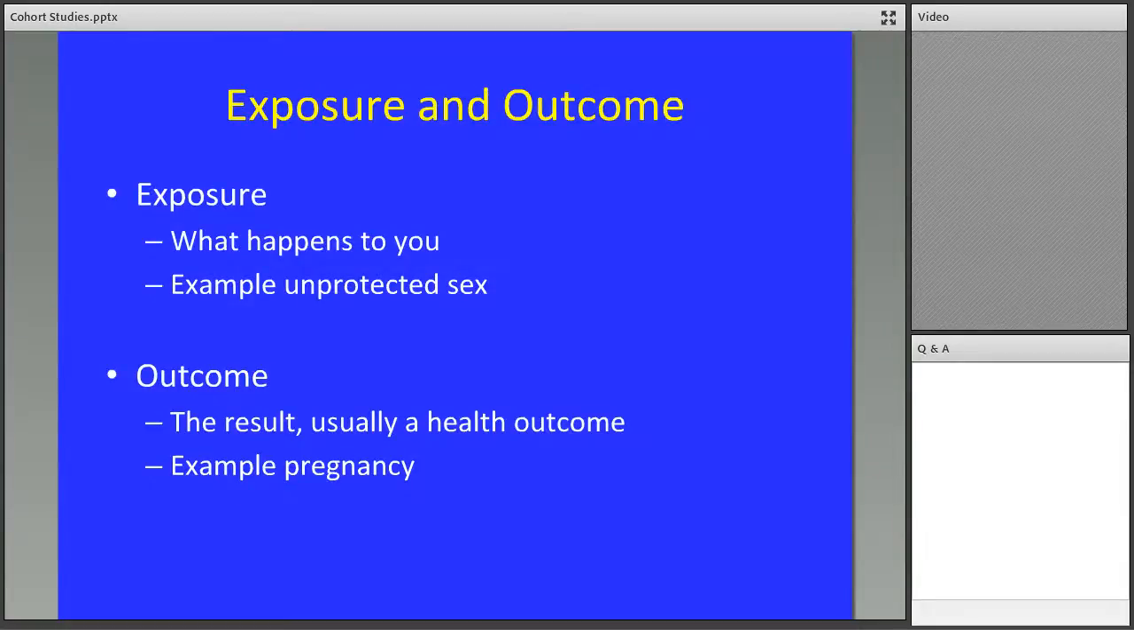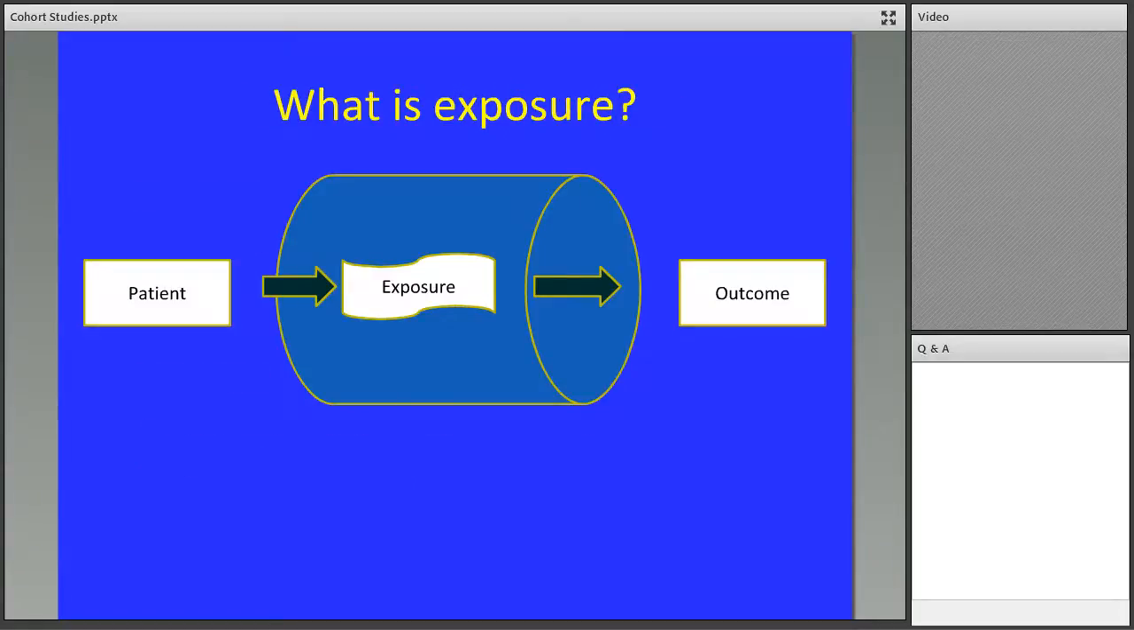The key to understanding a cohort study is understanding exposures and outcomes. Exposure is what happens to you, for example, unprotected sex. The outcome is the result, and usually a health outcome. Sometimes it can be economic, there are other kinds of things, but for the kinds of studies that most of you are going to be doing, these are health outcomes. And the example would be pregnancy. So the way to think about this is you have a patient, she undergoes an exposure of some sort in some setting, and then you measure the outcome.